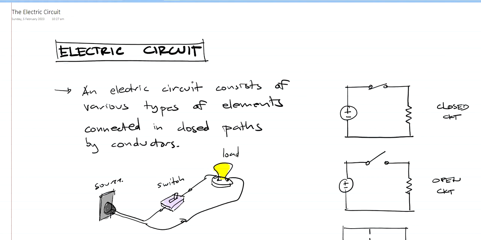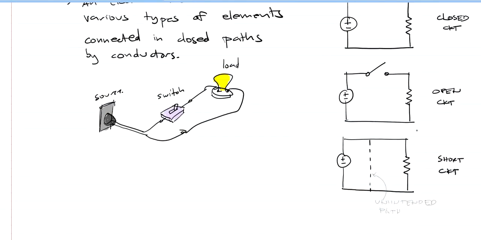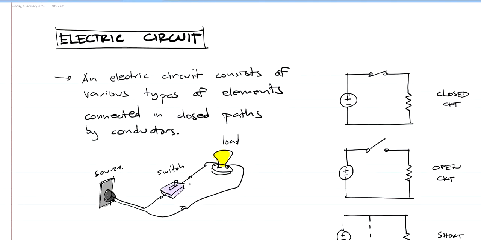Now let's move on to electric circuits. An electric circuit consists of various types of elements connected in closed paths by a conductor. Right here we have a simple circuit. We have this voltage source, a switch, and a load, and they're connected together by these conductors. So if the switch is on, then this load will light up.